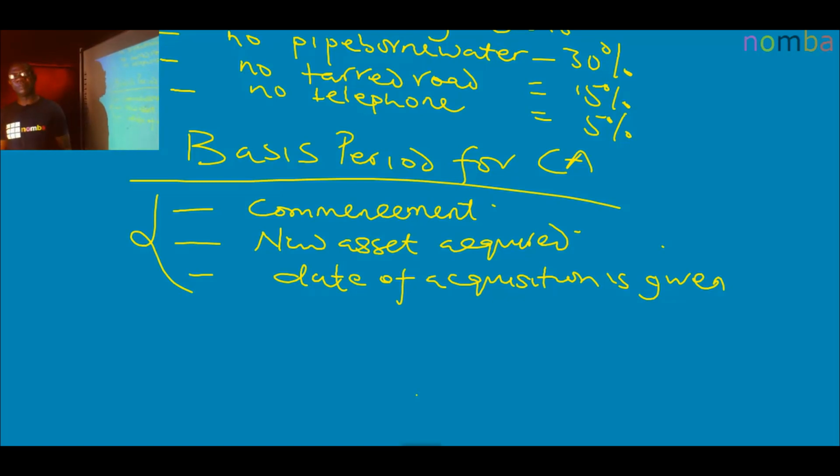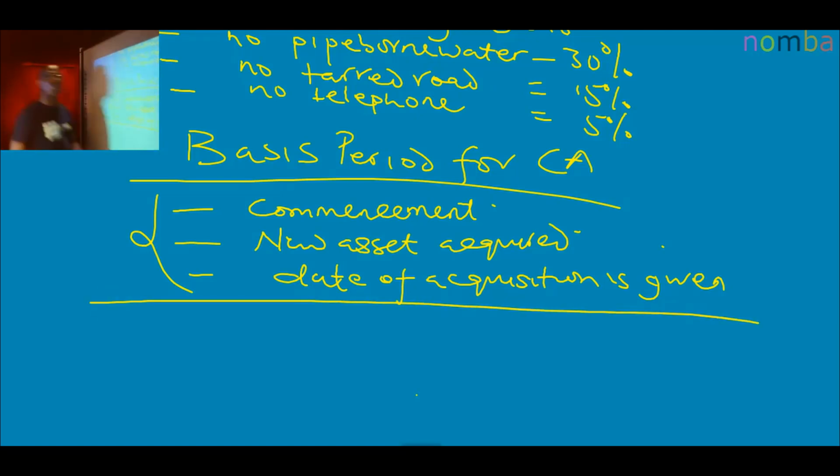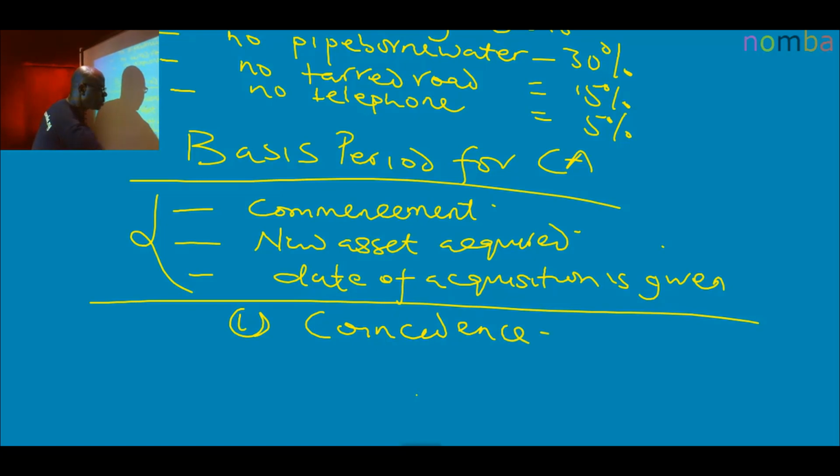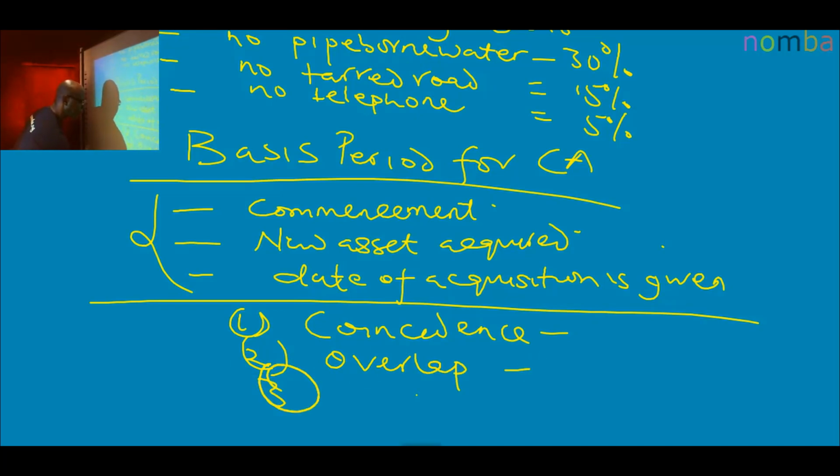Now, how do we determine basis period for capital allowance? There are 3 things we'll be looking out for. 1 is coincidence. What is coincidence? I will explain. 2, we are looking for overlap. Or 3, we are looking for gap. So what are all these? Coincidence. Under coincidence, we are saying where 2 periods coincide. These 2 periods we will get to see.